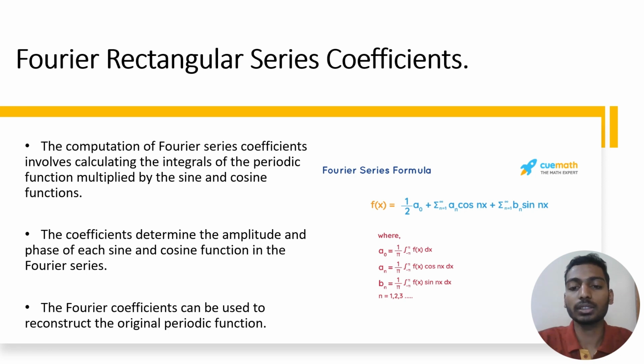The formula is f of x equal to 1 by 2 a naught plus summation n equal to 1 to infinity a n cos nx plus summation from n equal to 1 to infinity b n sin nx.